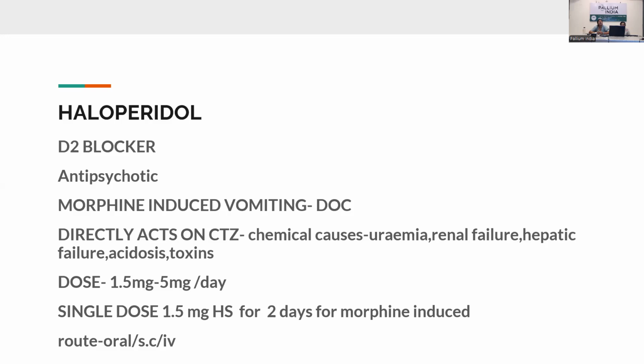In which places can you use haloperidol? In uremia, renal failure, hepatic failure, all these things causing vomiting, because all of them act on the CTZ, right? So haloperidol also acts on the CTZ. The dose is 1.5 to 5 milligrams per day. What we do is give a single dose of haloperidol, or give it for 2 days. This is for morphine-induced vomiting. The maximum dose of haloperidol in one day is up to 20 milligrams. We don't go that high, but you should know we can give up to 20 milligrams. If the patient has opioid or morphine-induced vomiting, you can give haloperidol.